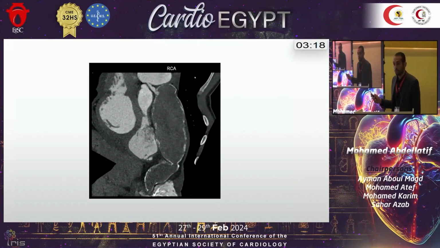In order to diagnose the patient, we decided to do an aortography in order to see the aorta. And we have done CT aortography alongside the CT coronary angiography.